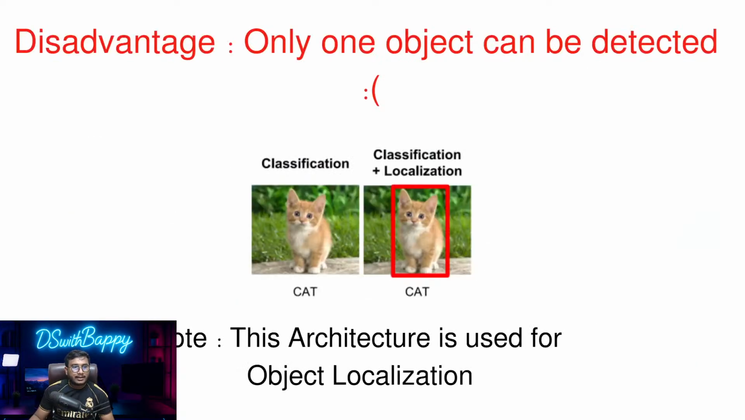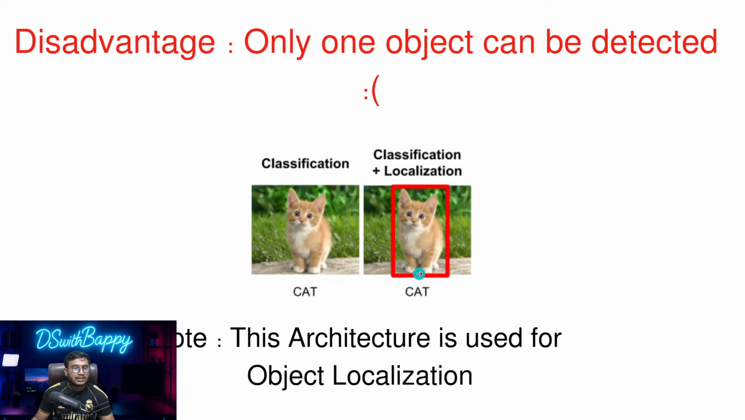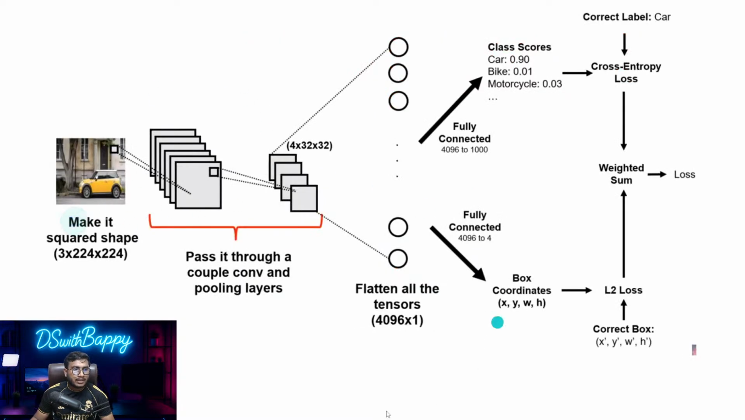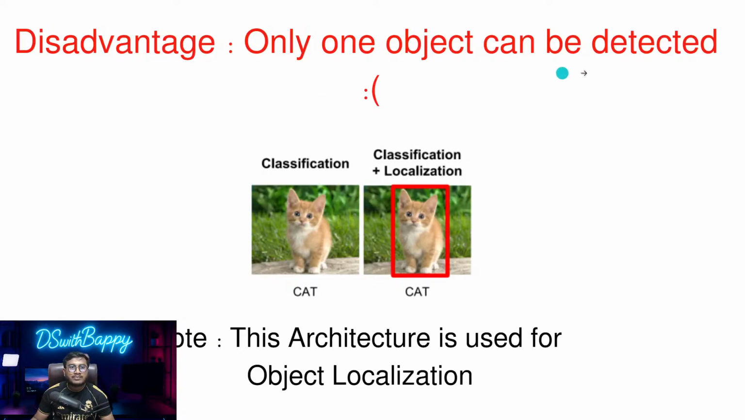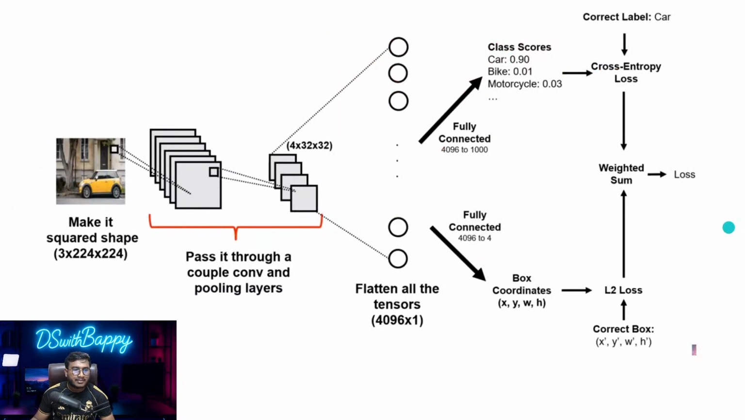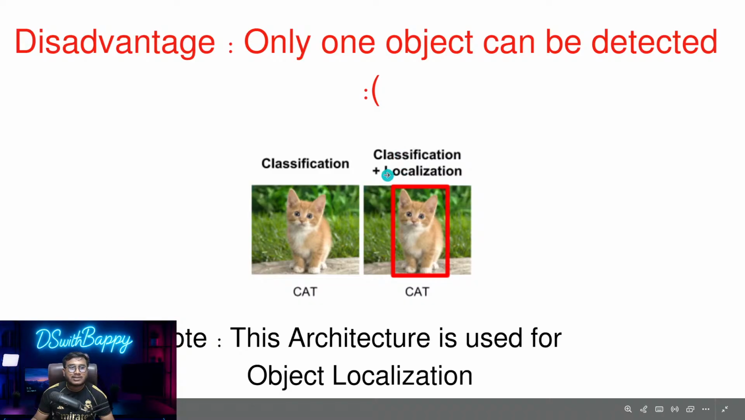All right, that's how we can identify the actual location of the object. Now see, what is the disadvantage of using this architecture? The disadvantage is that only one object can be detected. If you have only one object present inside an image, then this architecture will work. And we call it classification plus localization.